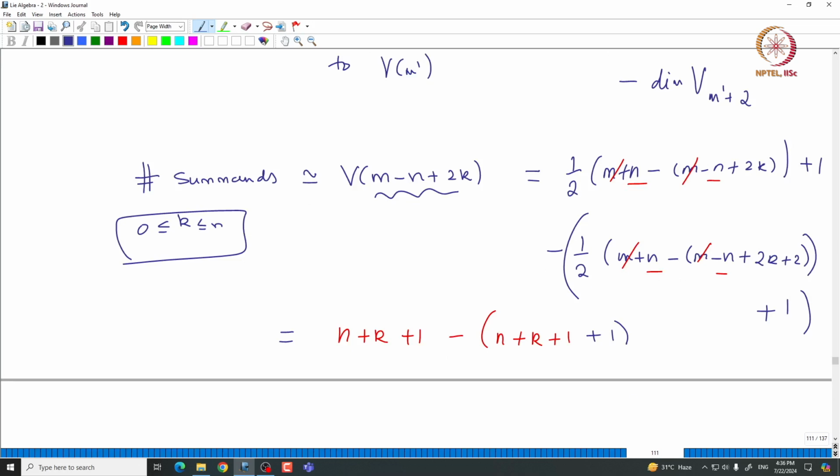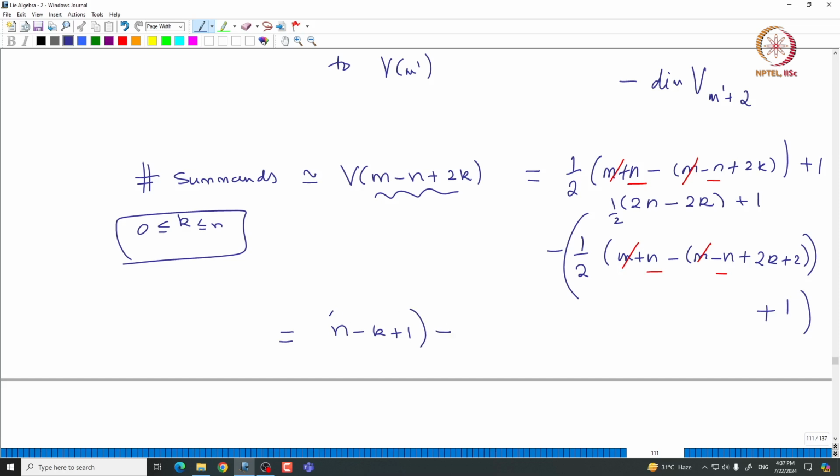Sorry, it should be, so this is minus here, okay. Let's write it properly. This is going to be 2n and then minus 2k, 1 by 2 plus 1. So, it is exactly n minus k plus 1.